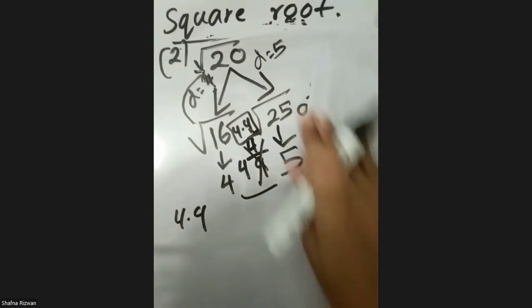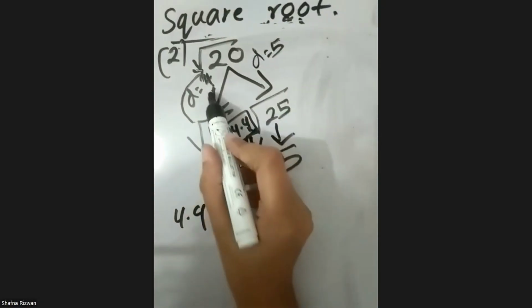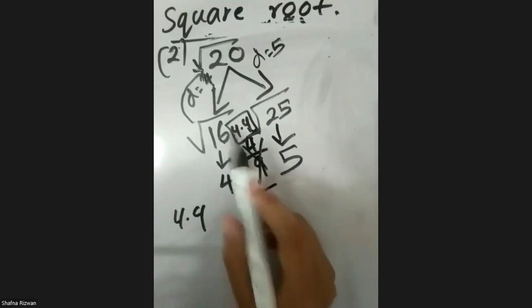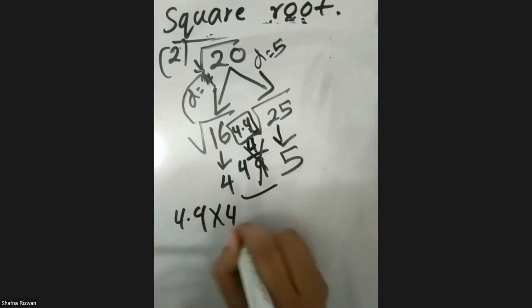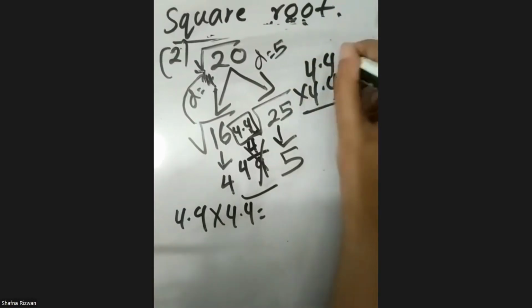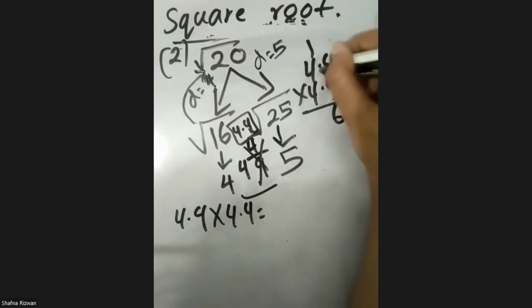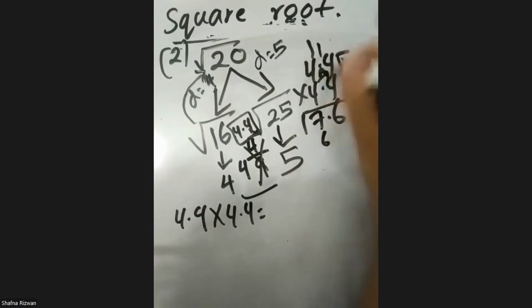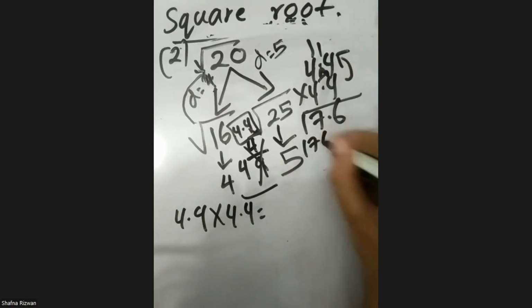But here this is the closest. Okay, this is the closest, so near 4.4. Okay, let's see that. Multiply 4.4 again by 4.4. 4 fours are how much? 16. 4 fours are 16 plus 1 is 17.